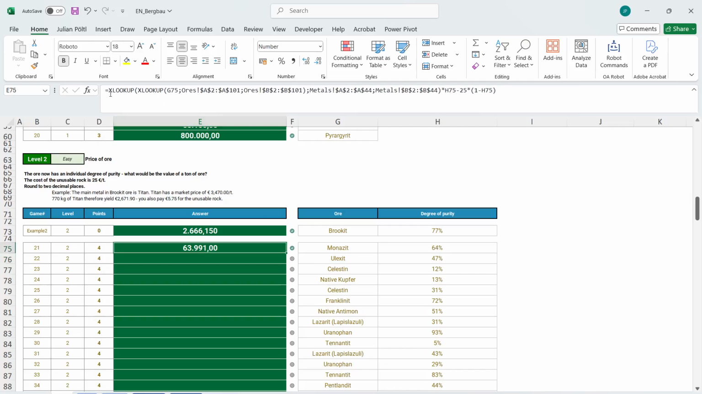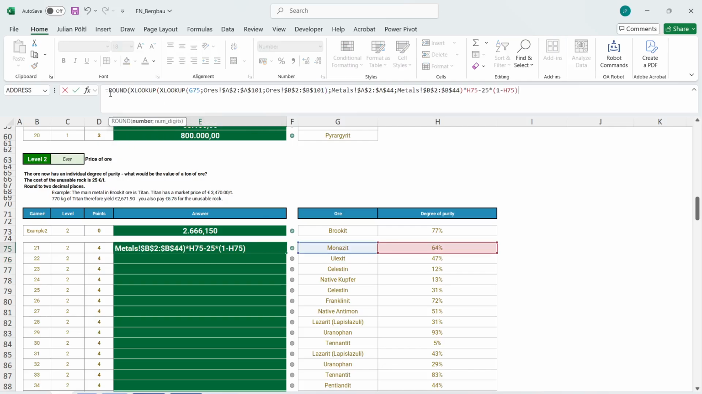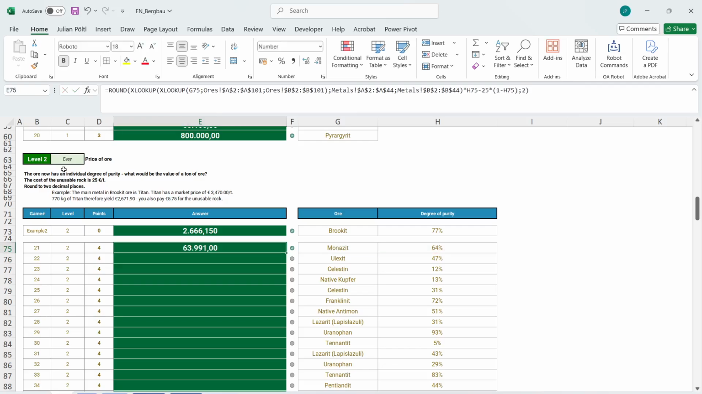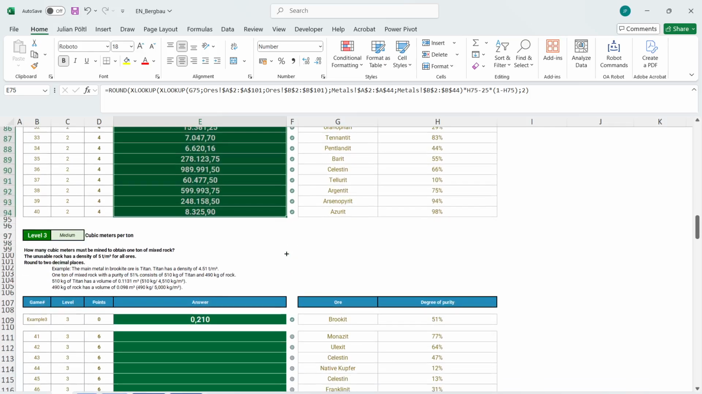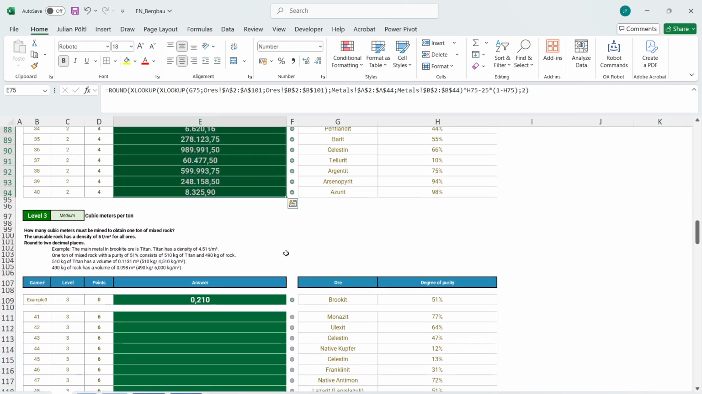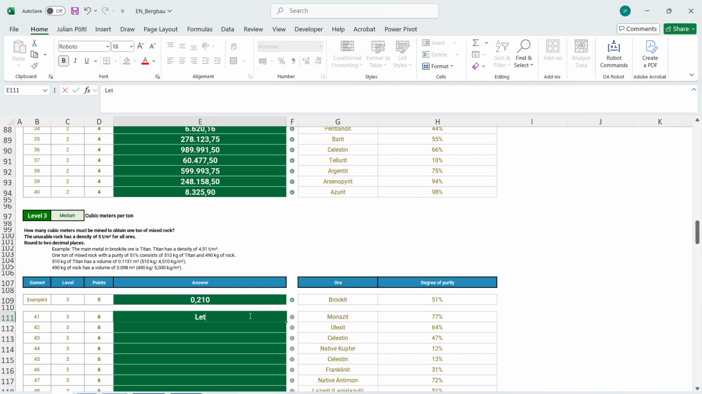Yes, and rounding to the decimals is important to know or to see. Here, cubic meters per ton. Cubic meters per ton. It's important because we will sometimes switch between cubic meters, tons, and all that stuff, so watch out for such hurdles. So first, I will do this in a LET statement.